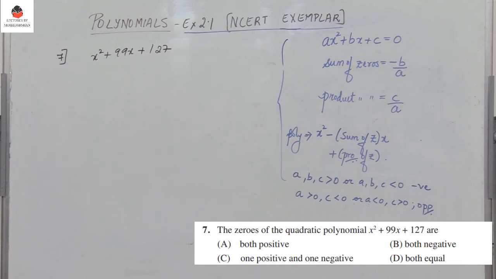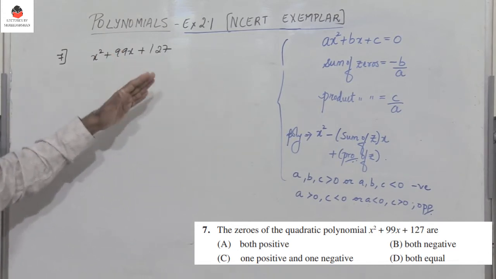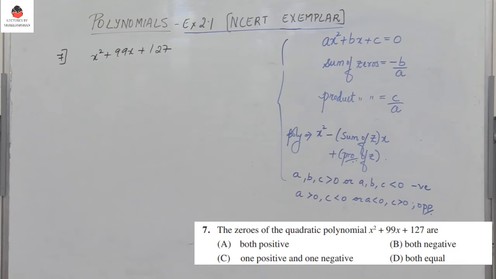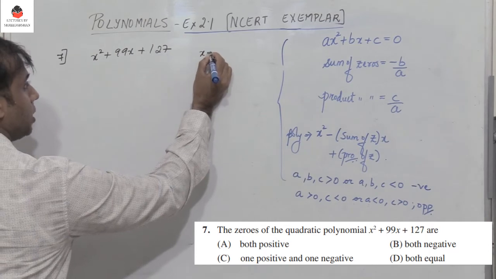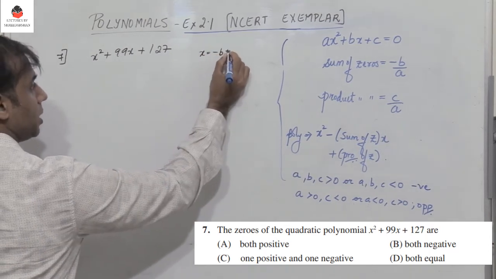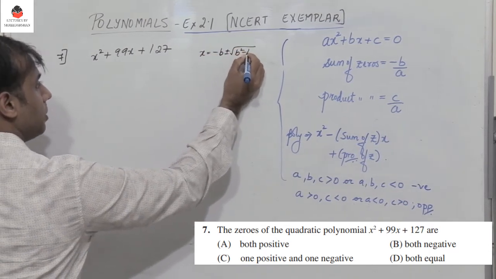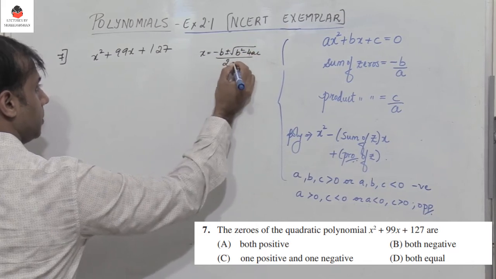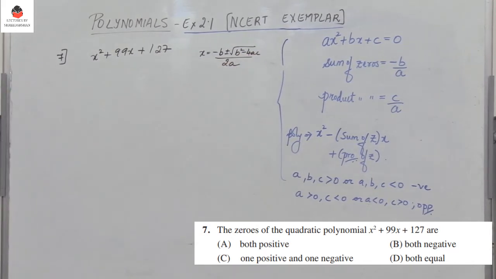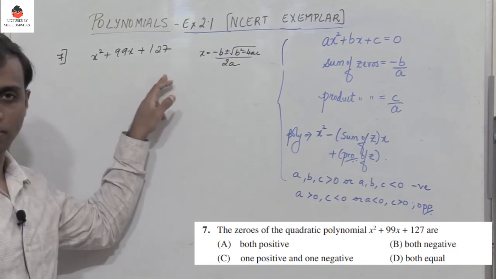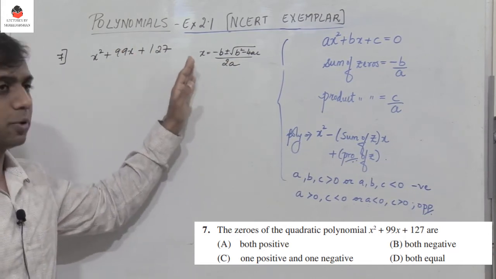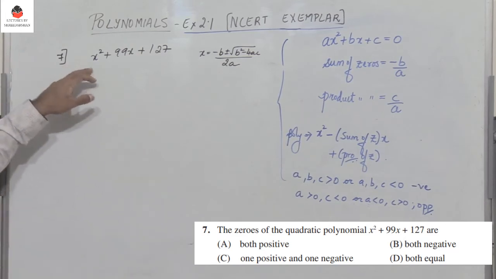Question 7. The zeros of the quadratic polynomial x square plus 99x plus 127 are. So we need to check whether they are both positive, both negative, one positive and one negative, or both equal. There are 2 methods. One is to find the value of x by using the formula x equals minus b plus or minus root of b square minus 4ac, divided by 2a, find both the roots or zeros of the quadratic polynomial, and then check whether they are positive or negative. Or there is an easier way.